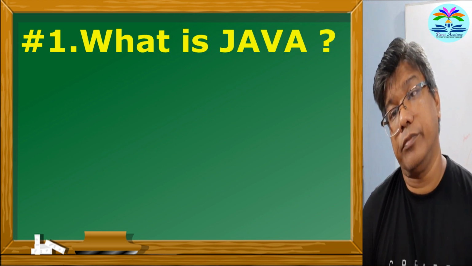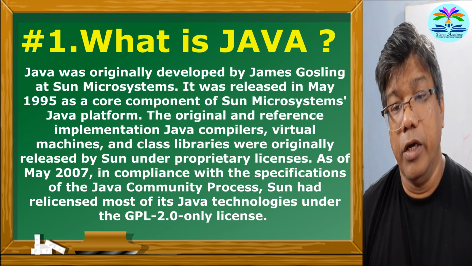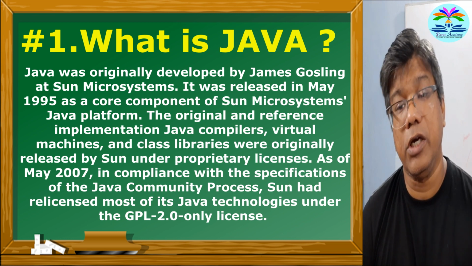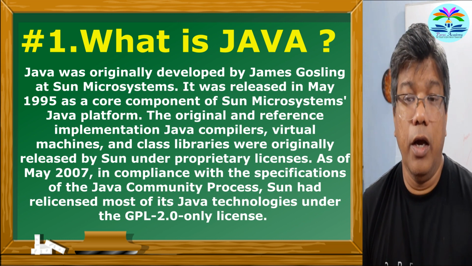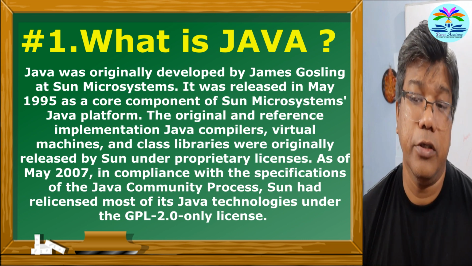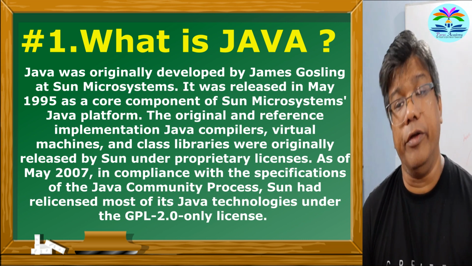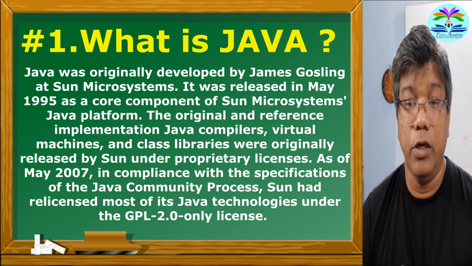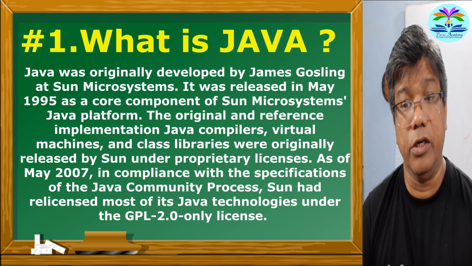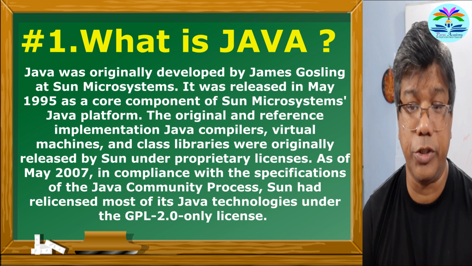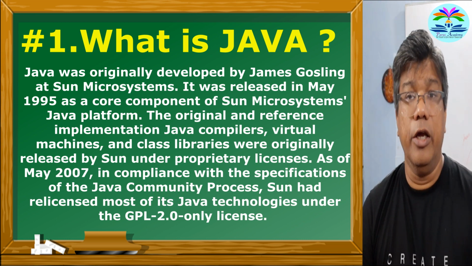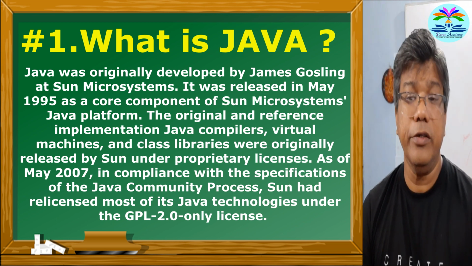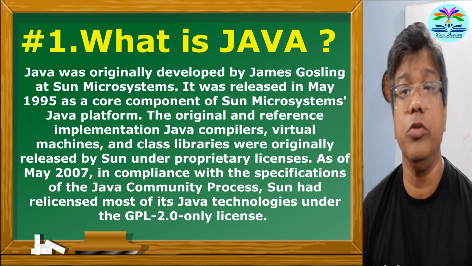What is Java? Java was originally developed by James Gosling at Sun Microsystems, and it was released in May 1995 as a core component of Sun Microsystems. Later I will discuss James Gosling and Sun Microsystems in detail. So we can say Sun Microsystems invented and introduced the Java platform.